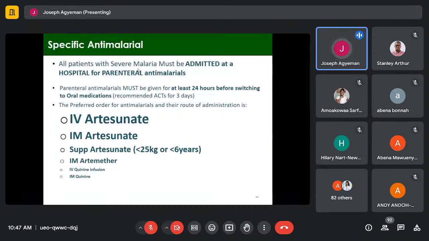And of course, when the patient is admitted, as I said earlier, whether you like it or not, for the first 24 hours, we are going to give you injections. That one is compulsory, by force, because we want to minimize the parasite load as much as possible.